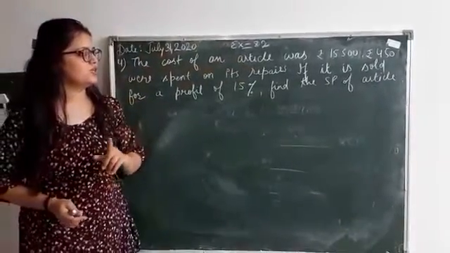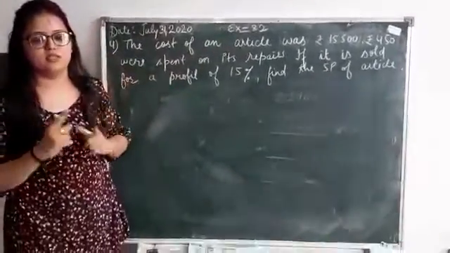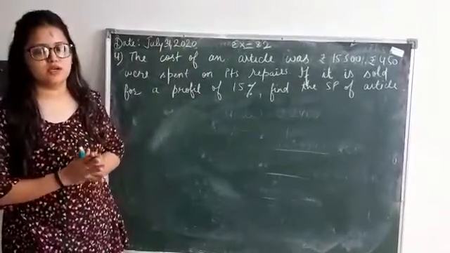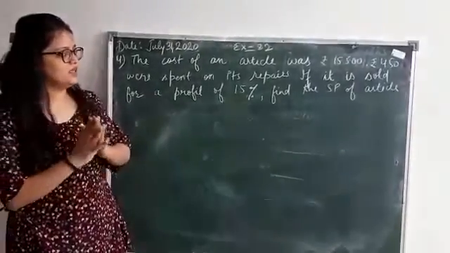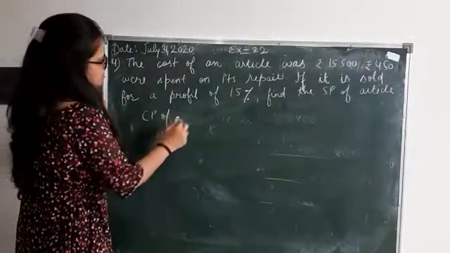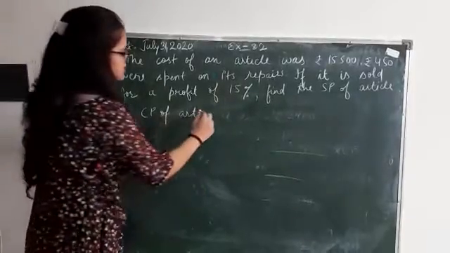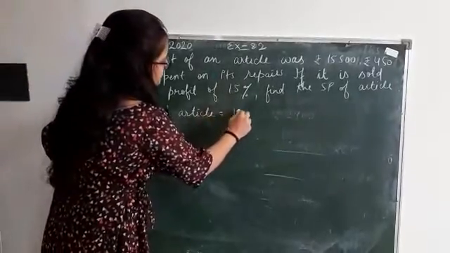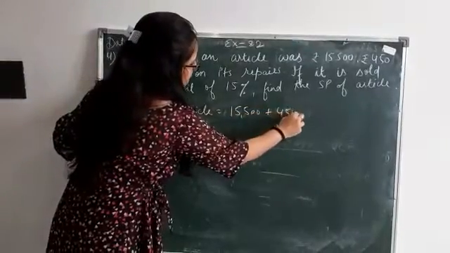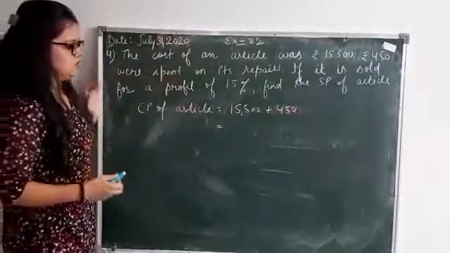This 450 rupees which is given here, these are overhead charges. There was one example like this. When overhead charges are given, we add that in the cost price. Okay. So the cost price of article will not be written as 15,500. It will become 15,500 plus 450 rupees. Okay, the overhead charges are always added in the cost price.